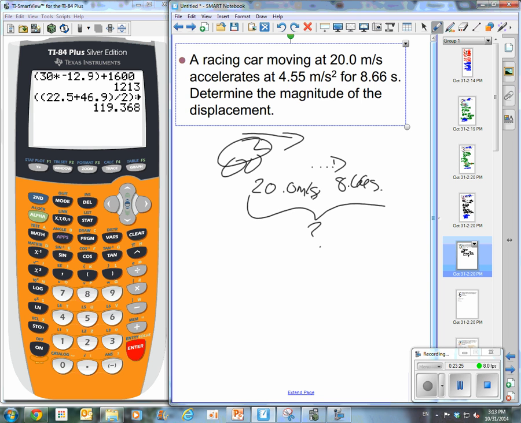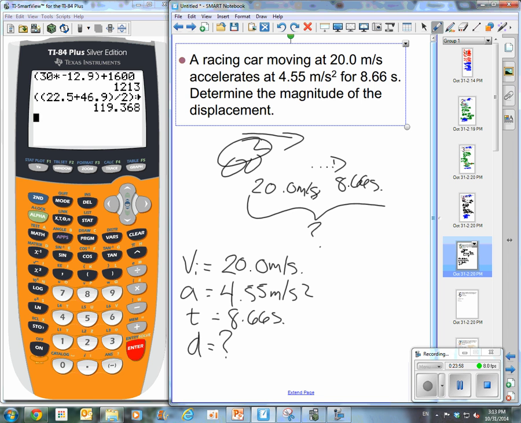All right. Well, I've got some values. I've got 20.0 meters per second. I've got an acceleration of 4.55 meters per second squared. I've got a time of 8.66 seconds. 20.0 meters per second, this is the initial velocity at which the car is moving. 4.55 meters per second squared, well, that's acceleration. I know this because it's meters per second squared. 8.66 seconds, well, that is obviously time. And then the question is asking me for what the displacement is.